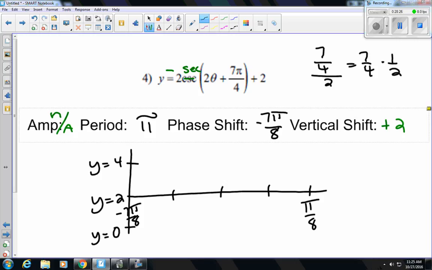Okay, so my period is pi. Period divided by 4 gets me my interval. So it would be pi over 4, but you're already thinking ahead. This is over 8, so we might as well make that over 8. Pi over 4 is really 2 eighths. So negative 7 eighths plus 2 eighths, negative 5 pi over 8. Plus another 2 eighths, negative 3 pi over 8. Plus another 2 eighths, negative pi over 8.